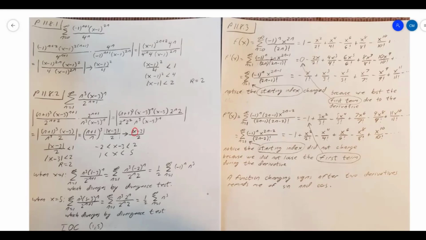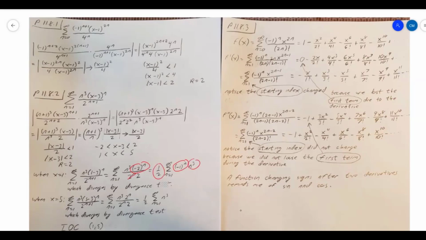It's inconclusive. And the same thing happens when you plug in 5, right? 5 minus 3 is 2 over 2 is 1. Again, so either endpoint, ratio test is inconclusive, and so you must use another test. So when x equals 1, what happens? Well, you can see, plug in 1, you get a -2 here, right? Split that -2 to the n as -1 to the n times 2 to the n. And you see when you do that, that cancels with the 2 to the n there, right? That's why that 2 to the n is gone. But the -1 to the n stays, the n to the third stays, and that 1/2 stays.